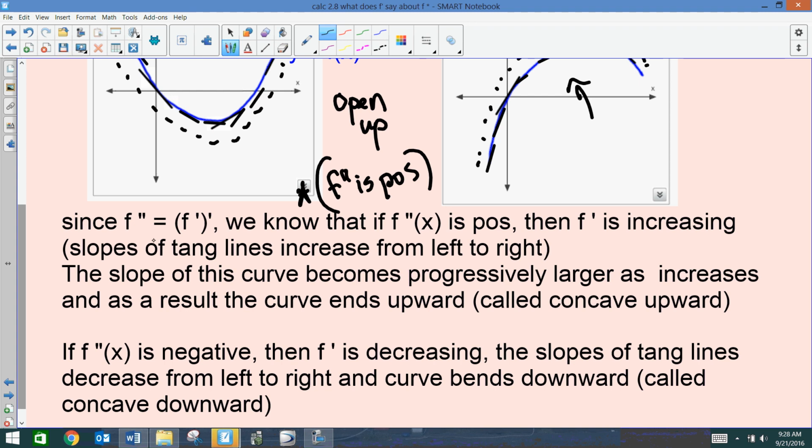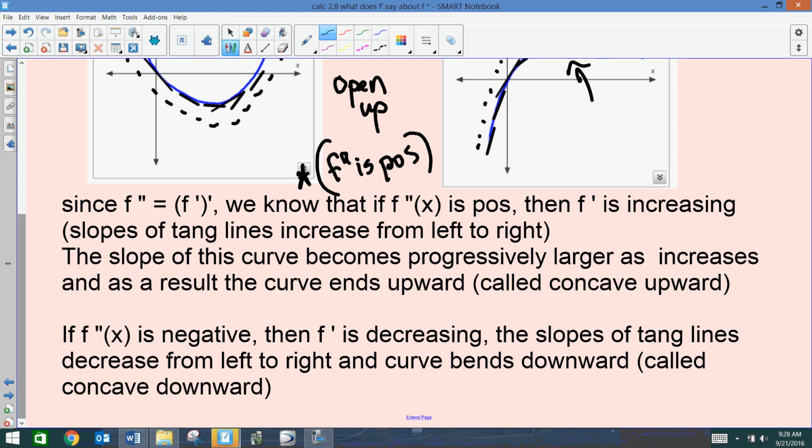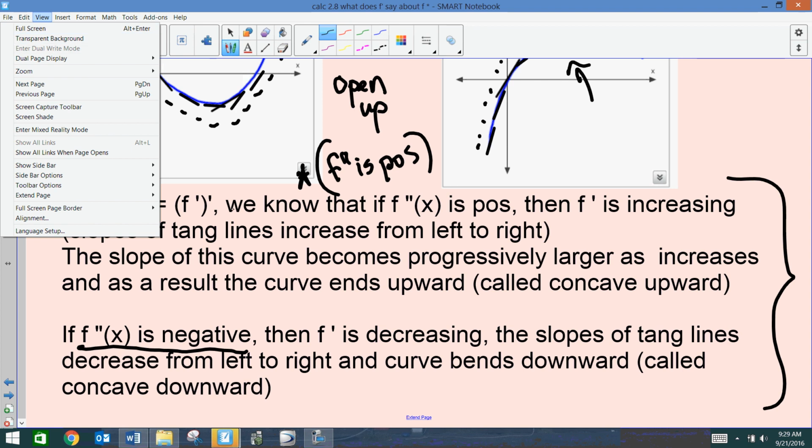We talked about this. F double prime is negative. I already talked about all that visually, so you can read that later if you like, or take a minute now to read it.